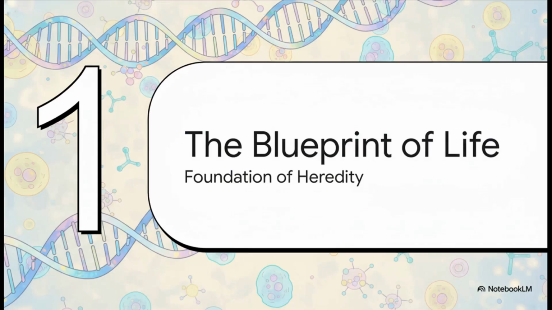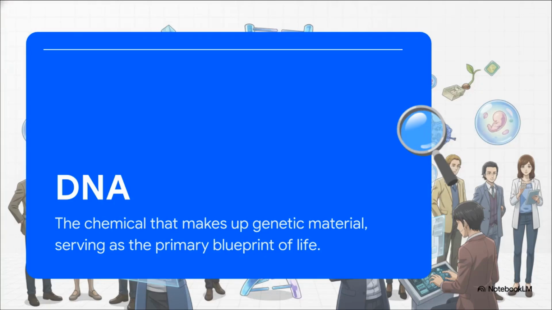Section 1. The blueprint of life, the foundation of heredity. To really wrap our heads around genetics, we absolutely have to start at the foundational raw materials. We're talking about the base chemical that serves as the blueprint for literally every living organism. And that chemical is DNA, which stands for deoxyribonucleic acid. This is it, the primary blueprint of life carrying all the developmental instructions.